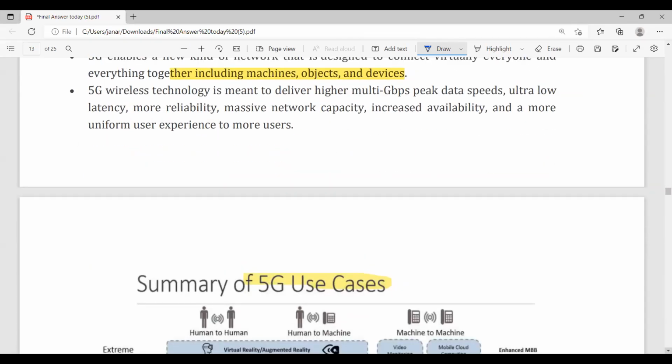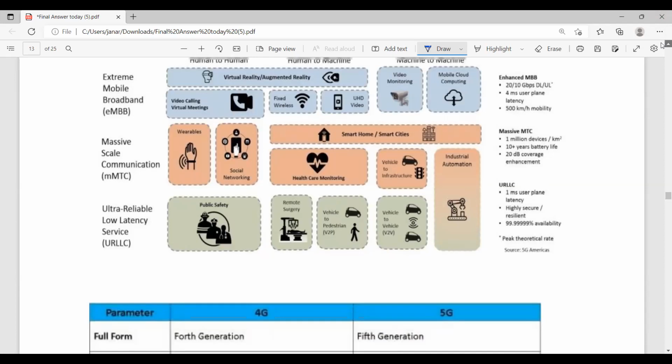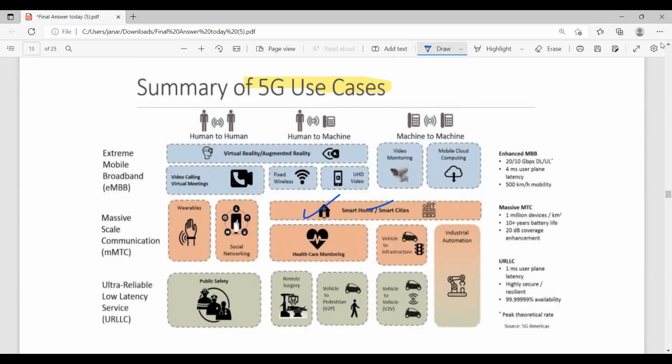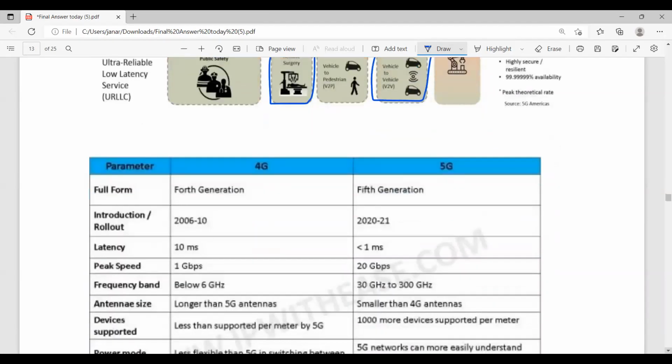They include machines, objects, and devices. This diagram you can remember, how it can be used in various ways. Smart homes, smart cities, healthcare monitoring. A lot of sensors can be inbuilt, and real-time data can be collected. Wearable devices, no doubt about it. Video monitoring, direct machine-to-machine connectivity. You install CCTV cameras in the cloud, very easy access, safety, industrial automation, vehicle-to-vehicle communication, robotic surgery. So various applications can be developed easily if you have the penetration of 5G.